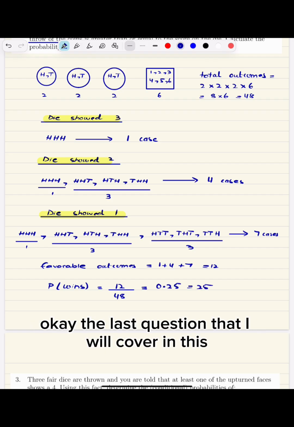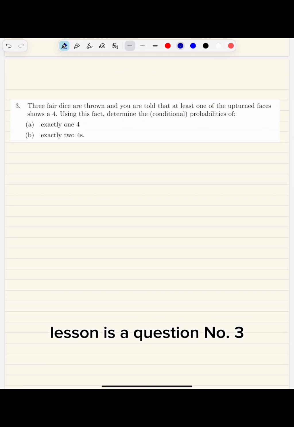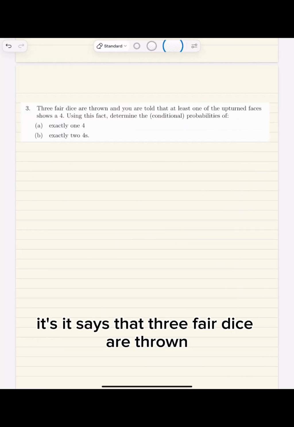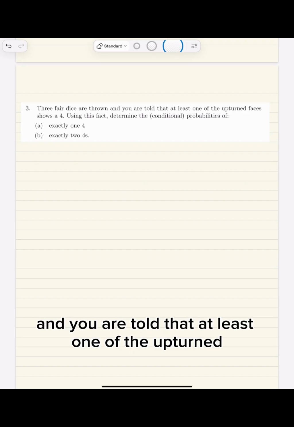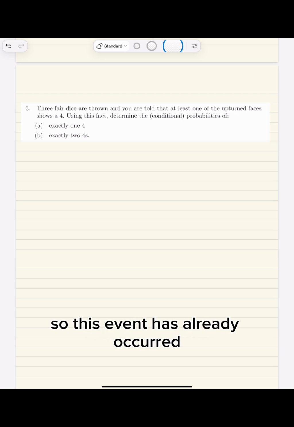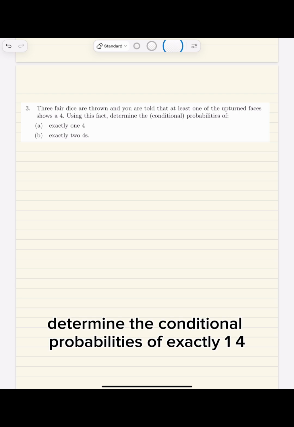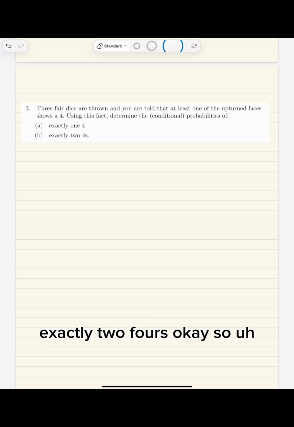Okay, the last question that I will cover in this lesson is question number 3. It says that 3 fair dice are thrown and you are told that at least one of the upturned faces shows a 4. So this event has already occurred. Using this fact, determine the conditional probabilities of exactly 1 four, exactly 2 fours.